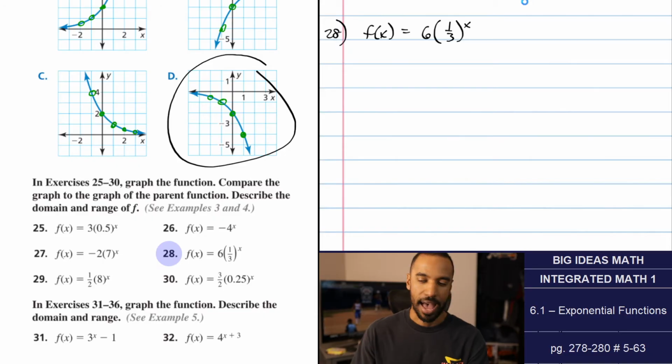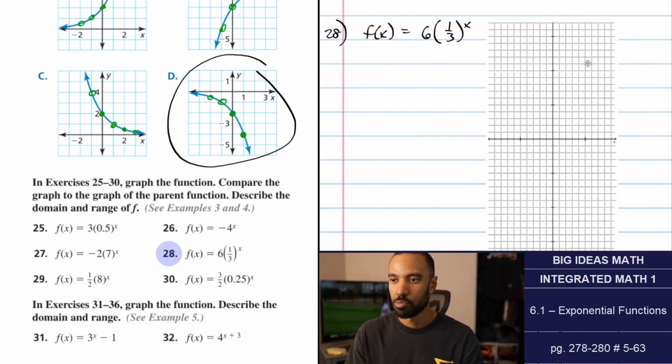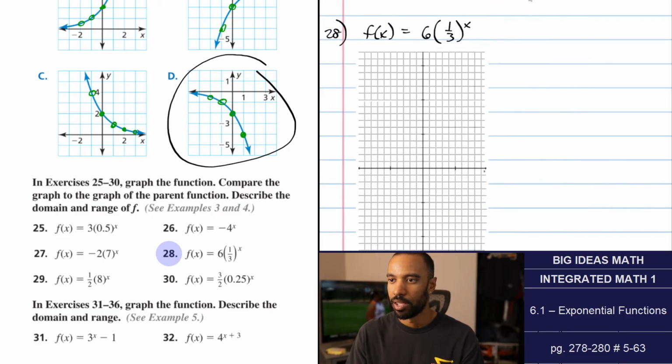So this one has, well, it's positive this time, right? This one has the same horizontal asymptote as it ever was. 6 is the y-intercept. When x is 0, y is 6. When x is 1, y is 6 times 1/3. You multiply by 1/3. A third of 6 is 6 divided by 3, which is 2. Take a third of 2. You get 2/3. Or 0.6 repeating, right?